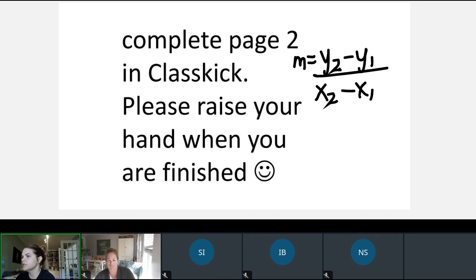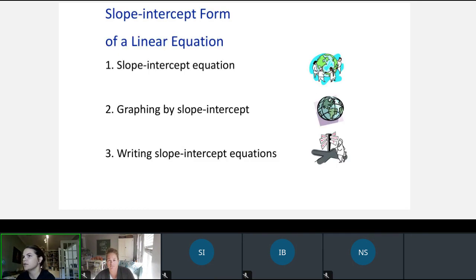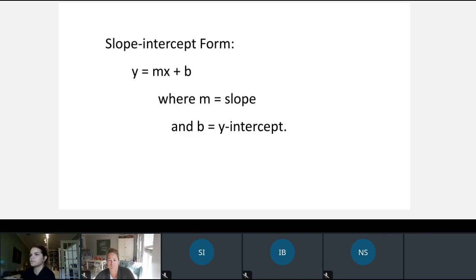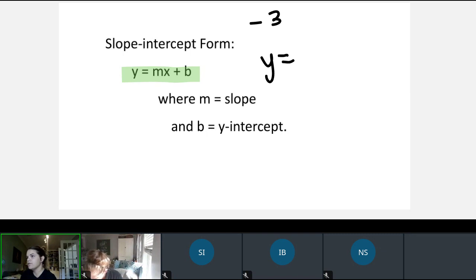Okay, I want to go ahead and go to the next set of slides. So now we're going to talk about how to write out the equation. What we want to do is get in the habit of writing equations in slope-intercept form. Y equals mx plus b. So m is going to be your slope. Remember, we're going to leave it as a fraction or an integer. And then b is your y-intercept. So if your y-intercept, for instance, is -3, you would have mx minus 3. Okay.